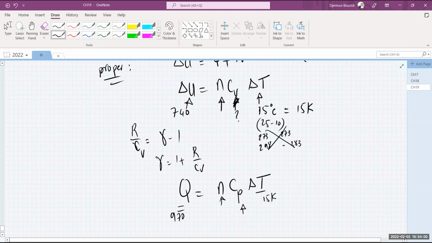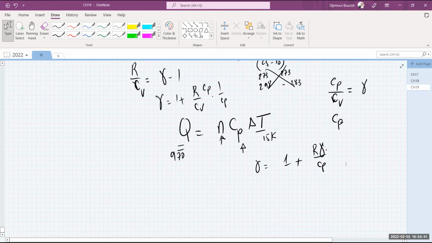Because remember, let's multiply this expression by CP. Okay, let's write it down. So CP over CV is equal to gamma. That's how we defined it. So multiply by CP and divide by CP, okay? So we can write gamma equals 1 plus R over CP times gamma. So that's another way of finding it, okay?